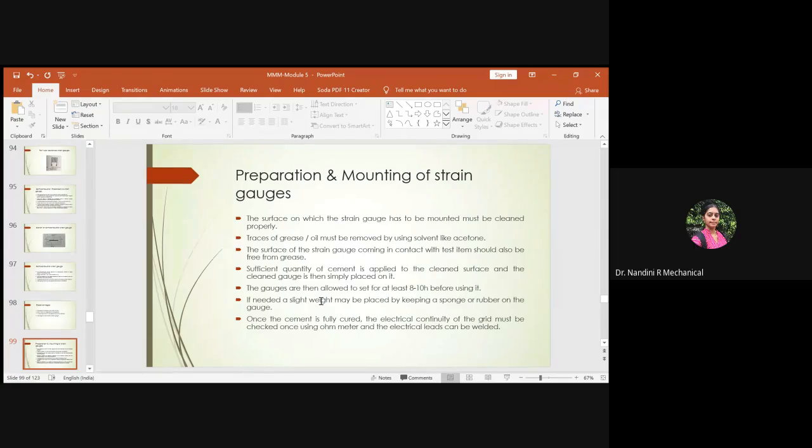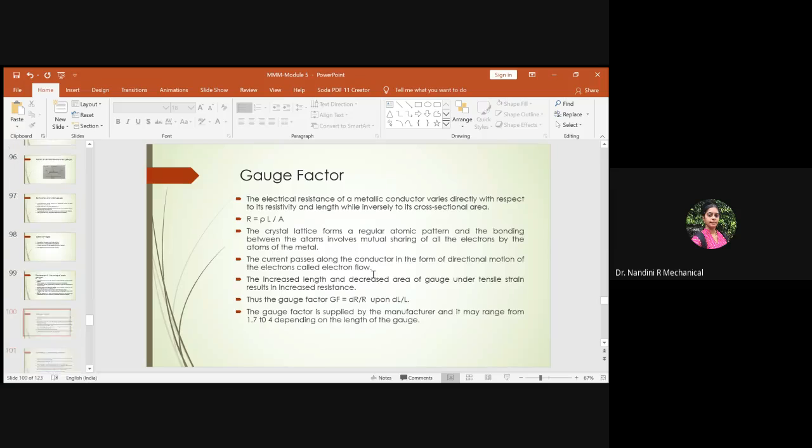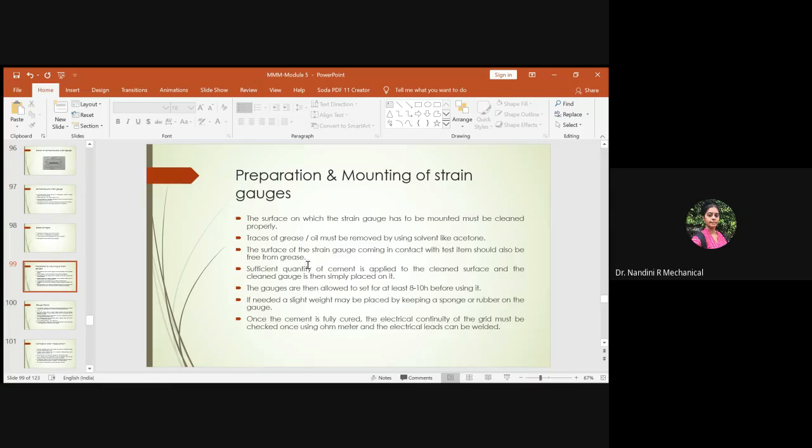Any weight you add should not be large. Once the curing of the cement is done, the electrical continuity of the grid must be checked, whether there is electrical continuity between the insulating material and the strain gauge, or else there will be a short circuit. The electrical continuity of the grid must be checked using the ohm meter. Then the strain gauges will be connected to the bridge using electrical lead wires, which will be welded at the corners. So these are some steps we have to follow while preparing and mounting a strain gauge.